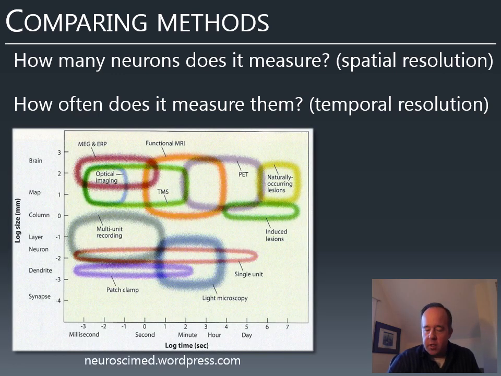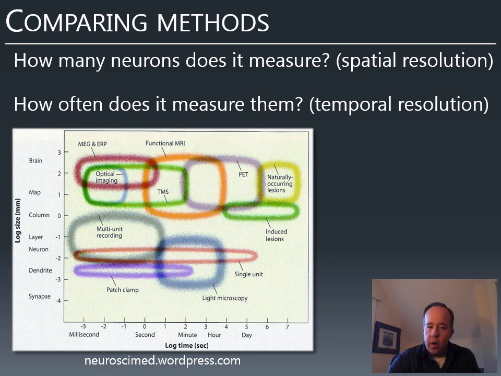So this diagram, this is not from your book, but we have a comparison of different techniques. So something can measure on the scale of milliseconds, or seconds, or even minutes. Spatially, something can measure individual neurons, or even parts of neurons, like a dendrite, or it can measure across the entire brain. So we have these pros and cons when it comes to spatial resolution and temporal resolution.